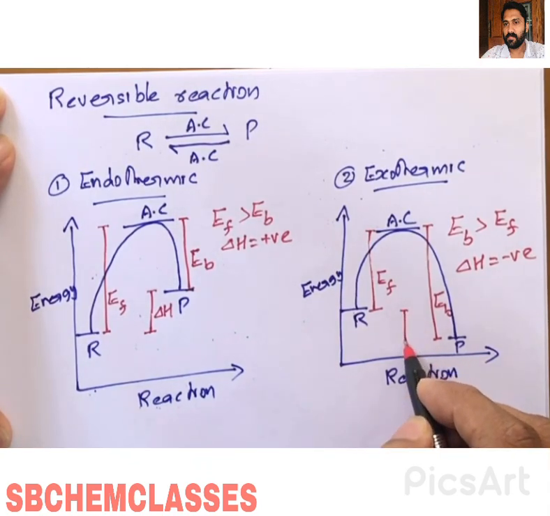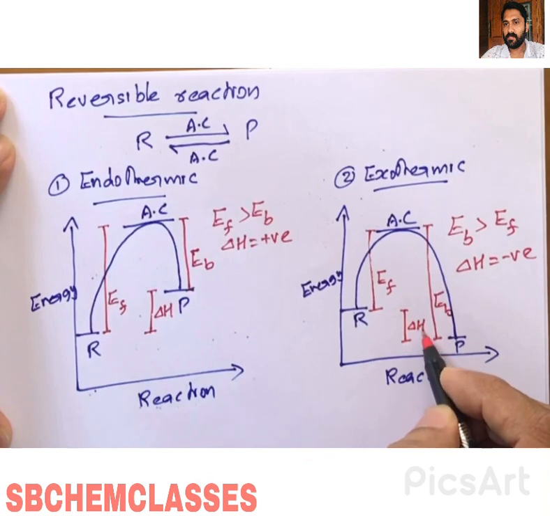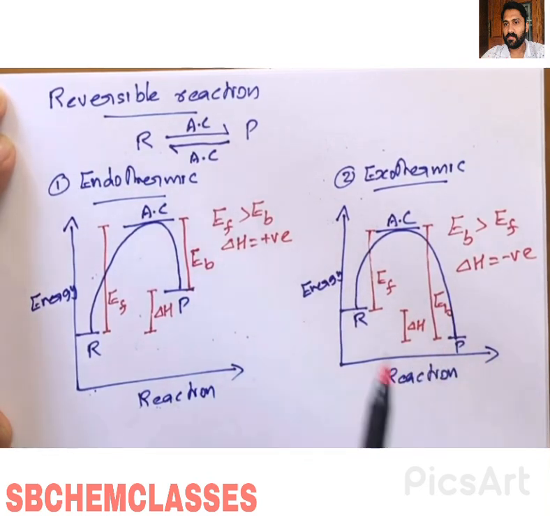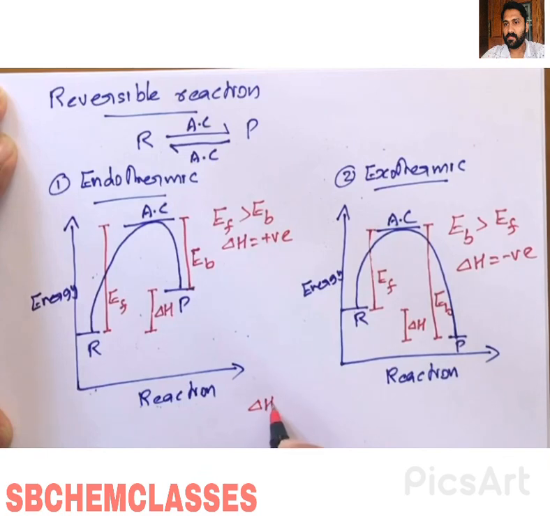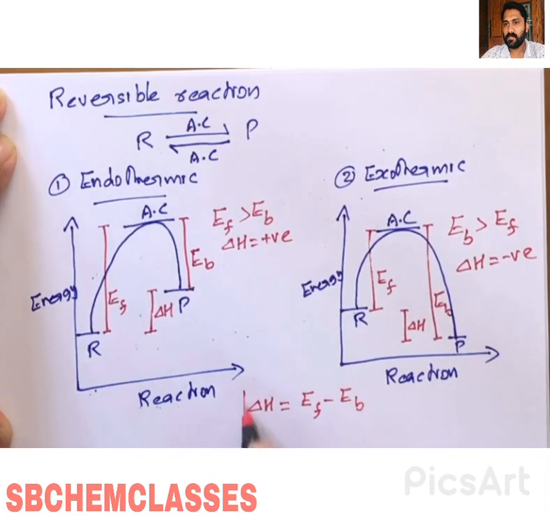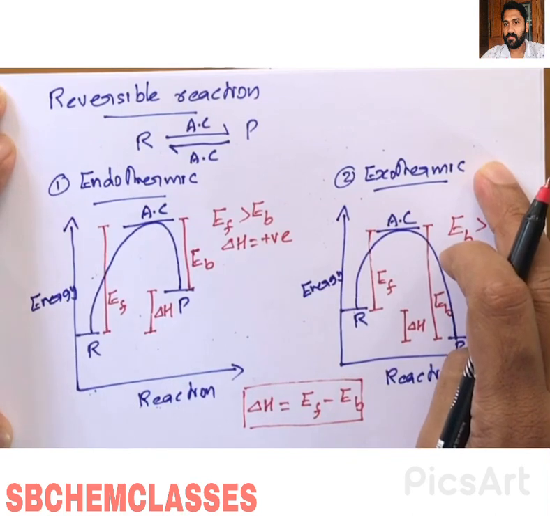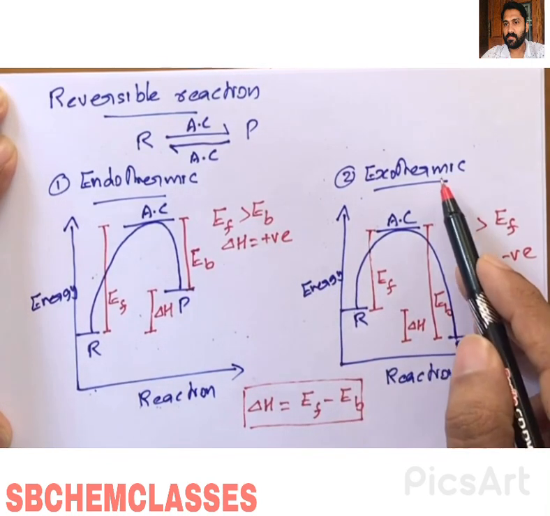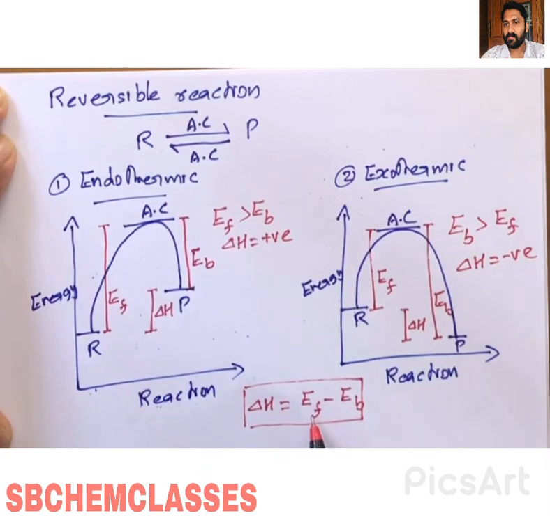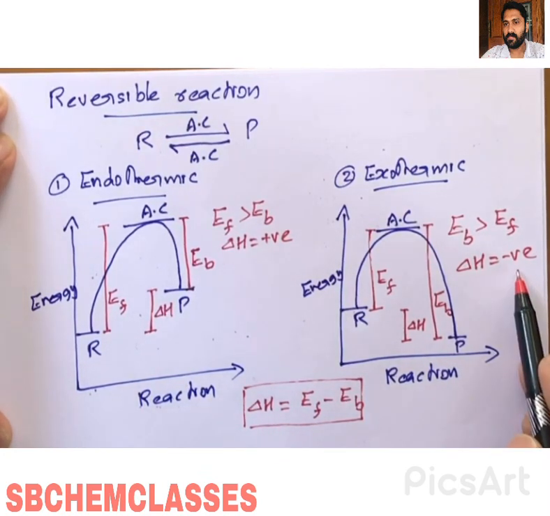In exothermic reaction, delta H is represented this term. This delta H is also difference between EF and EB. Whether it is endothermic or exothermic reaction, delta H is energy of forward minus energy of backward. This equation is common for endothermic and exothermic reaction. In endothermic reaction, EF greater than EB, so delta H will be positive. In exothermic reaction, EB greater than EF, so delta H will be negative.